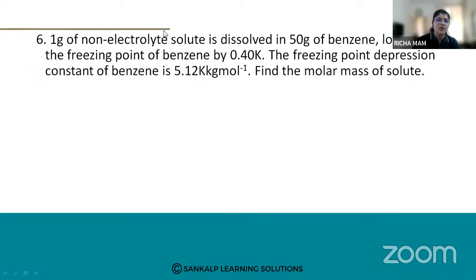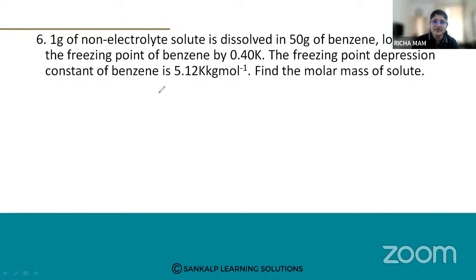So 1 gram of non-electrolyte solute is dissolved in 50 grams of benzene. It lowers the freezing point of benzene by 0.40 Kelvin. The freezing point depression constant of benzene is 5.12 Kelvin kg per mole. Find the molar mass of the solute. Okay, you have to find the molar mass of the solute.